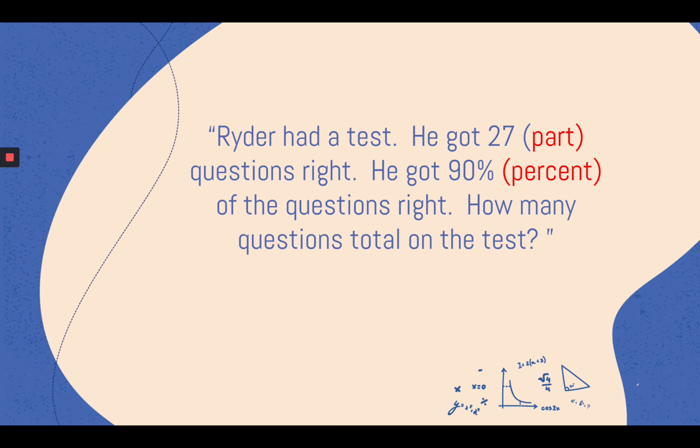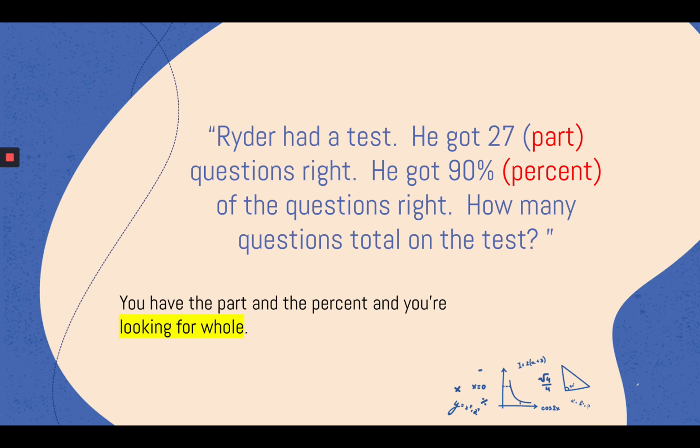where you're looking for the whole amount. Ryder had a test. He got 27, which is the part, questions right. He got 90, which is the percent. So on these questions today, you've got the part and the percent, and you're looking for the total or the whole amount.